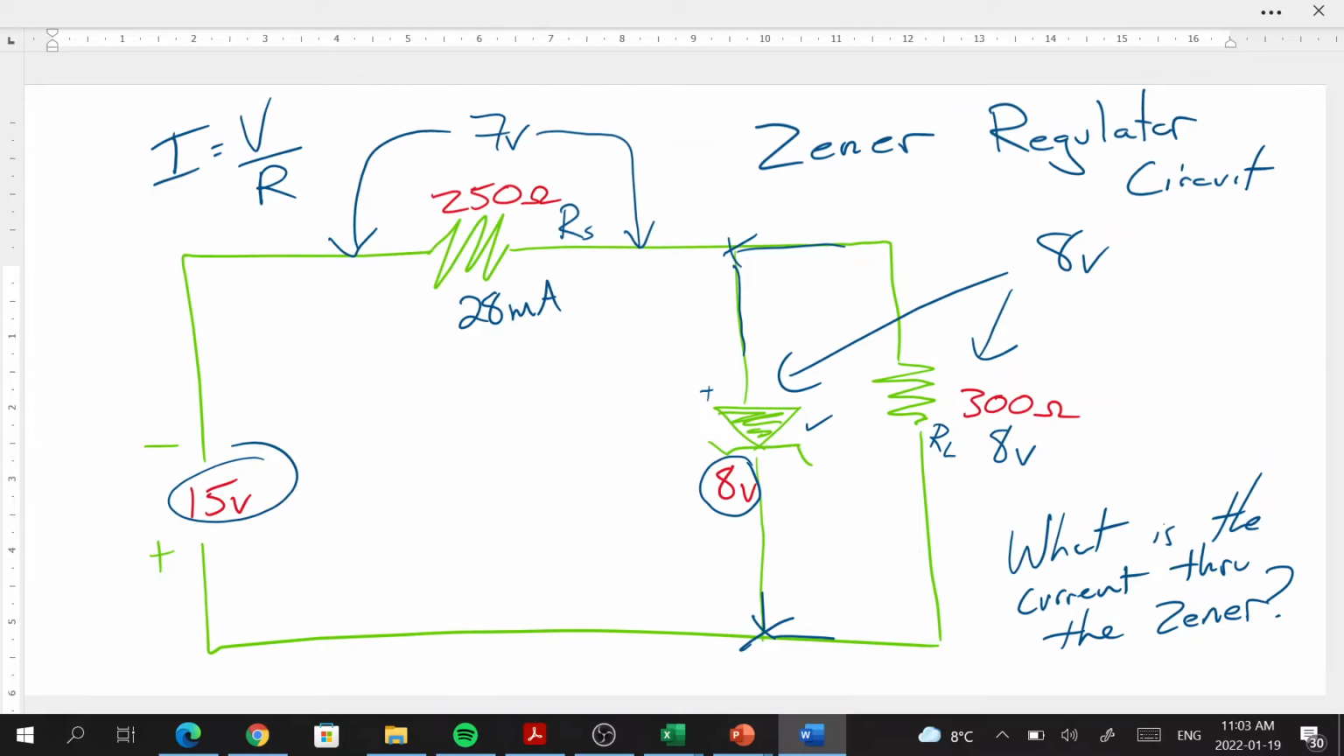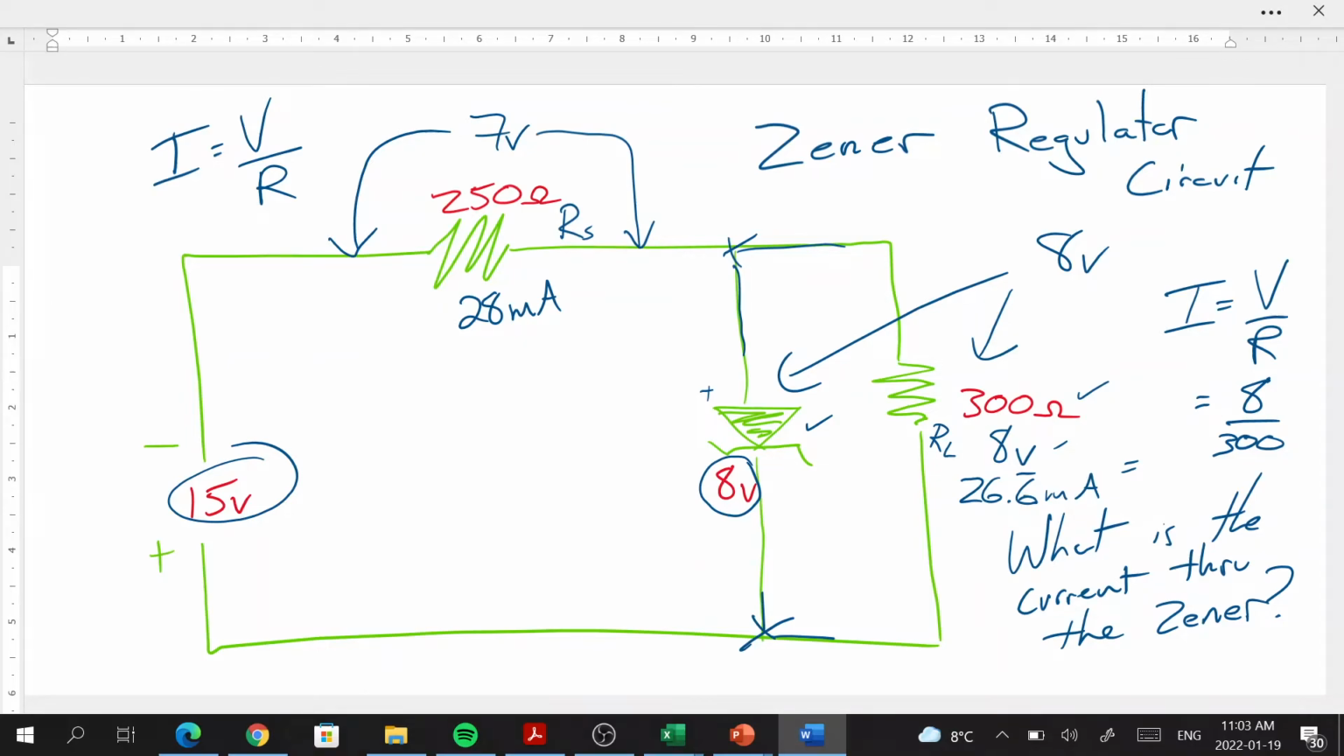Okay, and we have two values here. We got resistance and voltage, so same thing. We're going to use Ohm's law, I equals V over R, 8 over 300, which is going to give us 26.6 repeating milliamps.